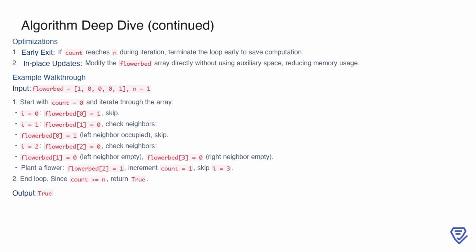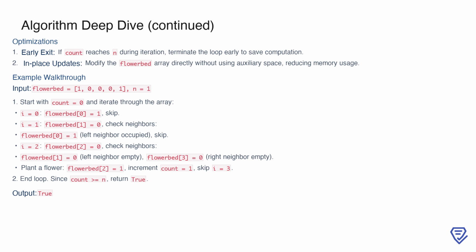Suppose the input is flowerbed equals [1, 0, 0, 0, 1] and n equals 1. We start with count equals 0 and iterate through the array. At index 0, the plot is occupied, so we skip it. At index 1, the plot is empty, but its left neighbor is occupied, so we skip it as well.